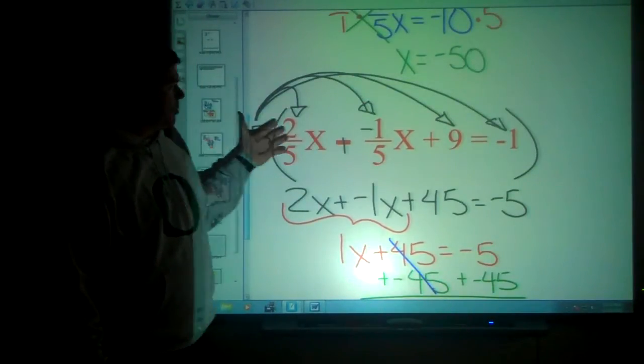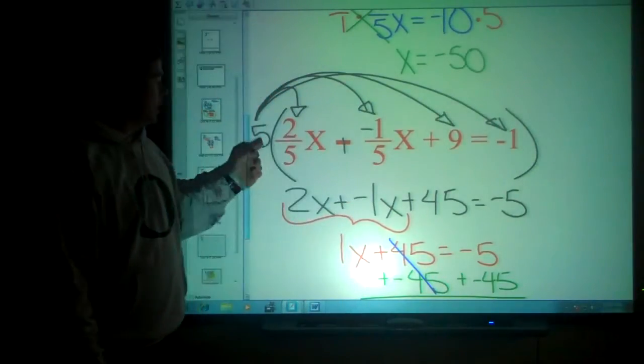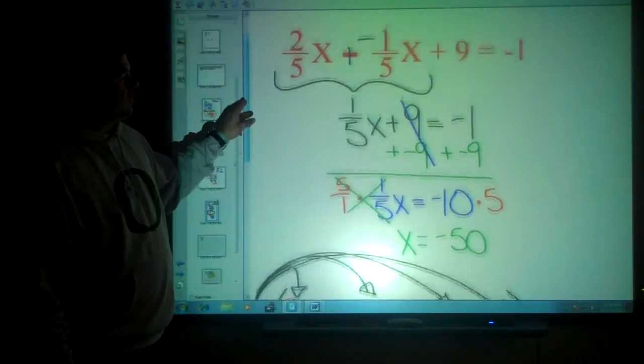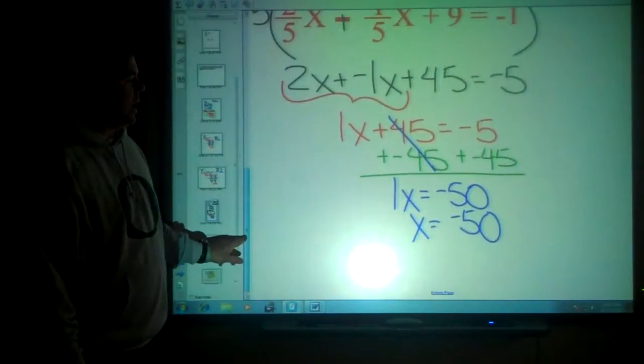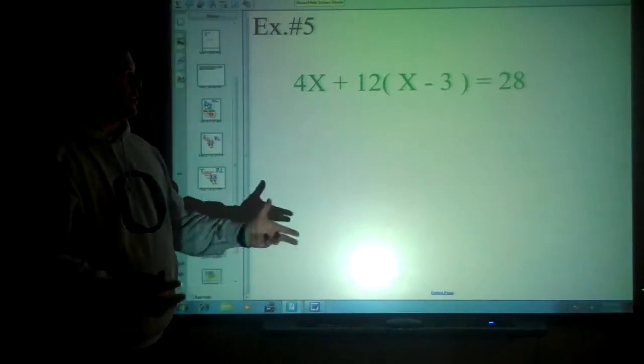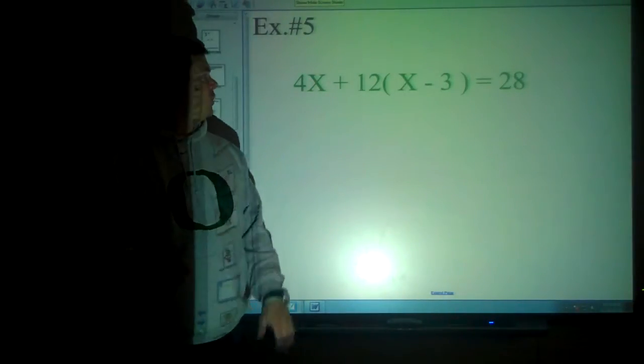So whether you decide to multiply the entire problem by a common denominator to wipe out the fractions so you don't have to worry about them, or you deal with the fractions throughout the problem, it won't matter. It's a nice way of dealing with it. Last one. This one has grouping symbols in it. We need to take care of those grouping symbols.